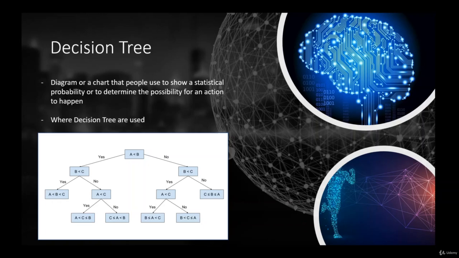So basically, decision trees are simply diagrams or charts that people use to show statistical probabilities or to determine the possibility for an action to happen. You can see it right here. Once again, I tried to find a very simple decision tree. Right here we have an example. Let's say, for example, A is lower than B. If yes, then is B lower than C, and so on. At the end, this would be our question, and we will be able to find an answer with just yes and no's.